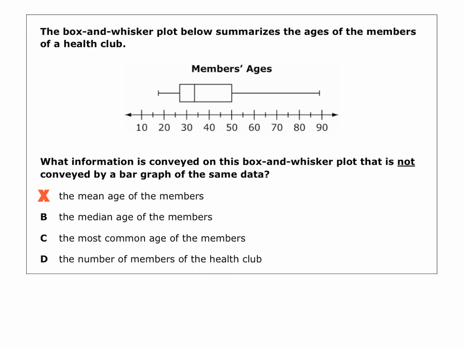I'm going to go ahead and read the remaining two answer choices though. C says the most common age of the members. Well, you can't really tell the most common age of the members from a box and whisker plot, and that would be really apparent on a bar graph. So C would not be my answer. And D says the number of members of the health club. Well, based on this box and whisker plot, I can tell you how the ages are broken down, but I can't actually tell you how many members this club has. So D is not going to be my answer, which leaves me with what I thought was going to be my answer, B.